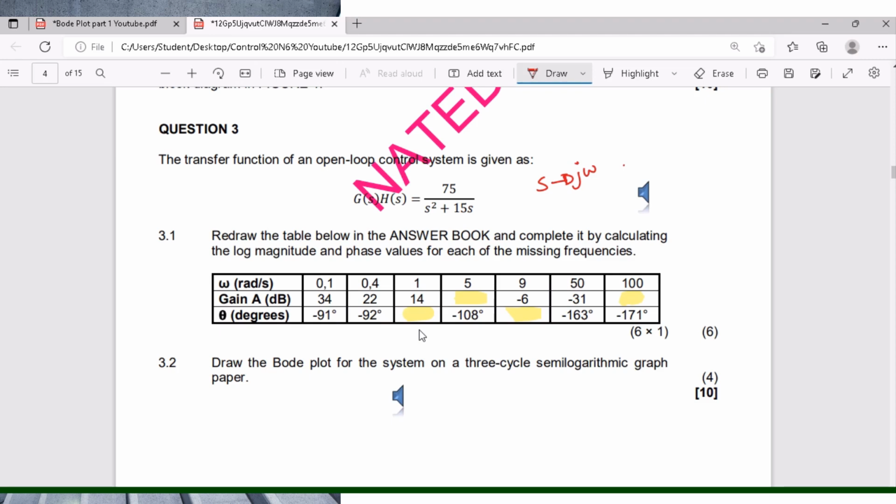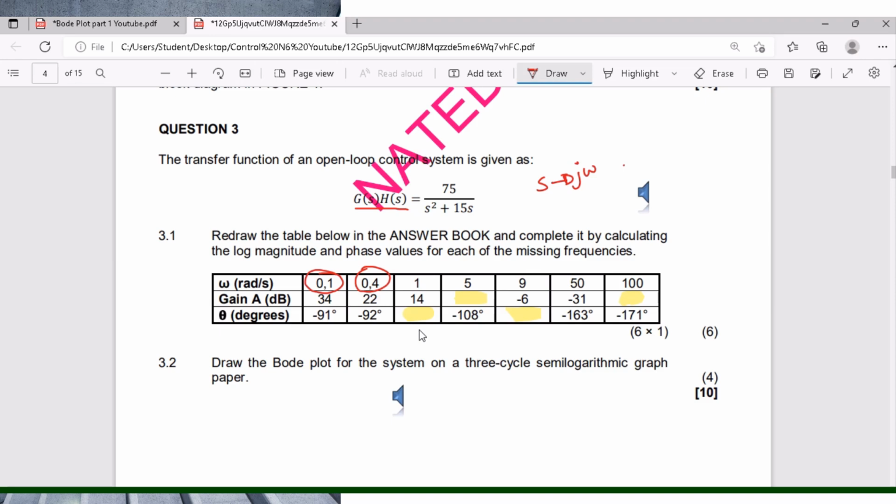Then remember, your j is just a complex number, your j from the calculator. Your ω is these frequencies. So after substituting jω, now you are going to solve for this G(s)H(s) by substituting first frequency of 0.1, secondly frequency of 0.2. Then when you substitute 0.1, you get gain, then you get phase. You do that for all these frequencies.